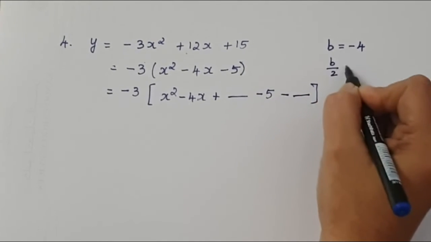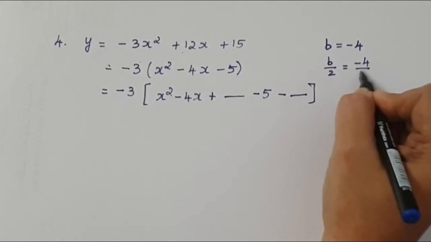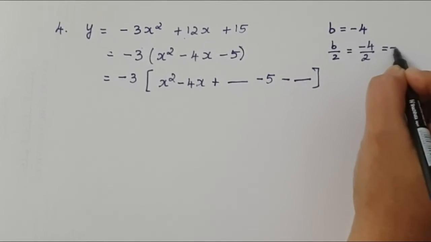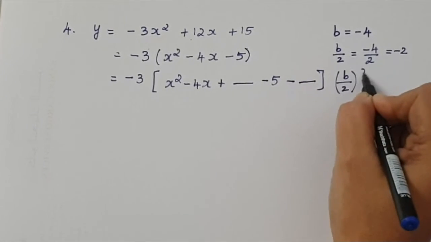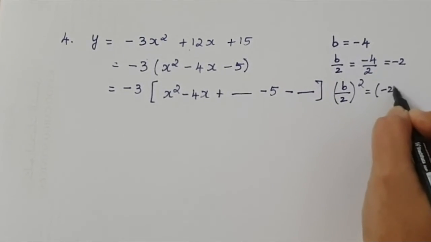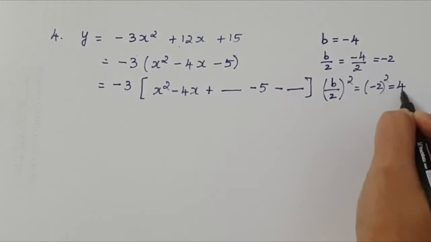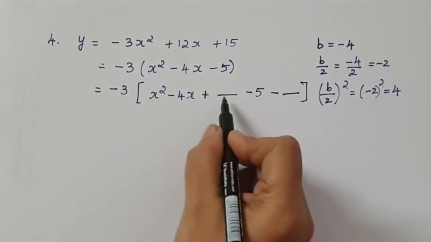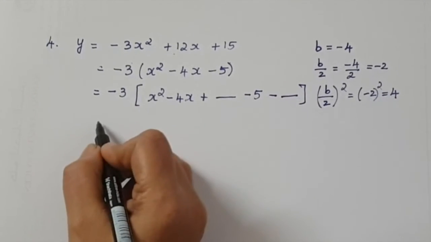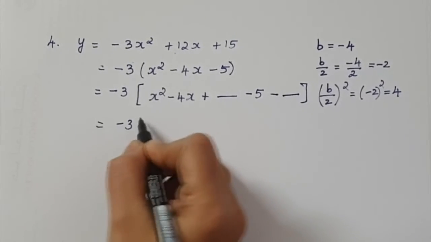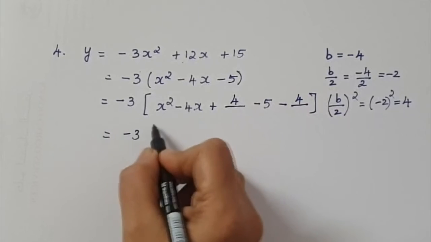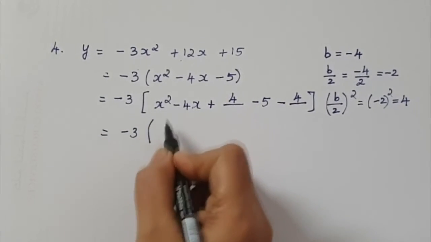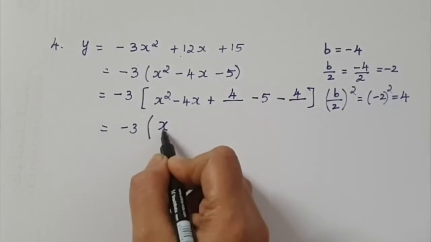So the next thing we need to find is b over 2. So minus 4 over 2 will give us minus 2. Now the next stage, square it. B over 2 the whole squared, so minus 2 the whole squared. So it will give us 4. So we need to enter 4 here and subtract 4 over here. So we add 4 and a negative 4.